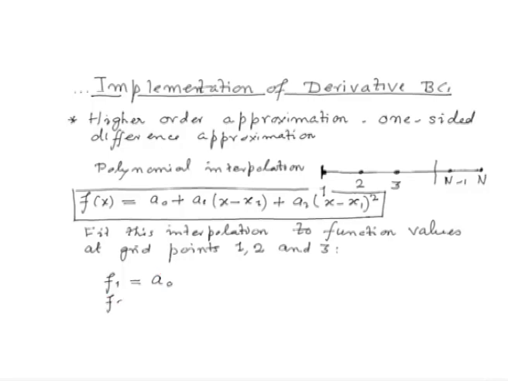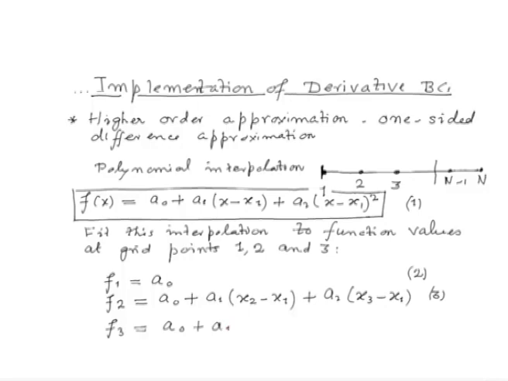At point 2, it will give us f2 is equal to a0 plus a1 times (x2 minus x1) plus a2 times (x2 minus x1) squared. So let's number these equations. Let's call our interpolation equation 1, the fit at point 1 as equation 2, the fit at point 2 as equation 3, and the fit at point 3, f3 is equal to a0 plus a1 times (x3 minus x1) plus a2 times (x3 minus x1) squared, equation 4.